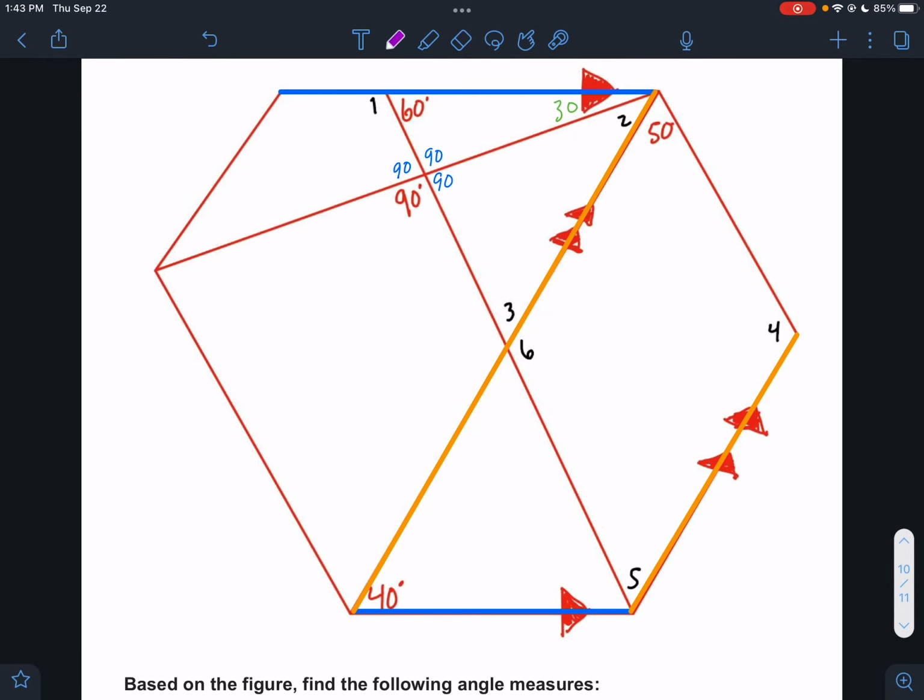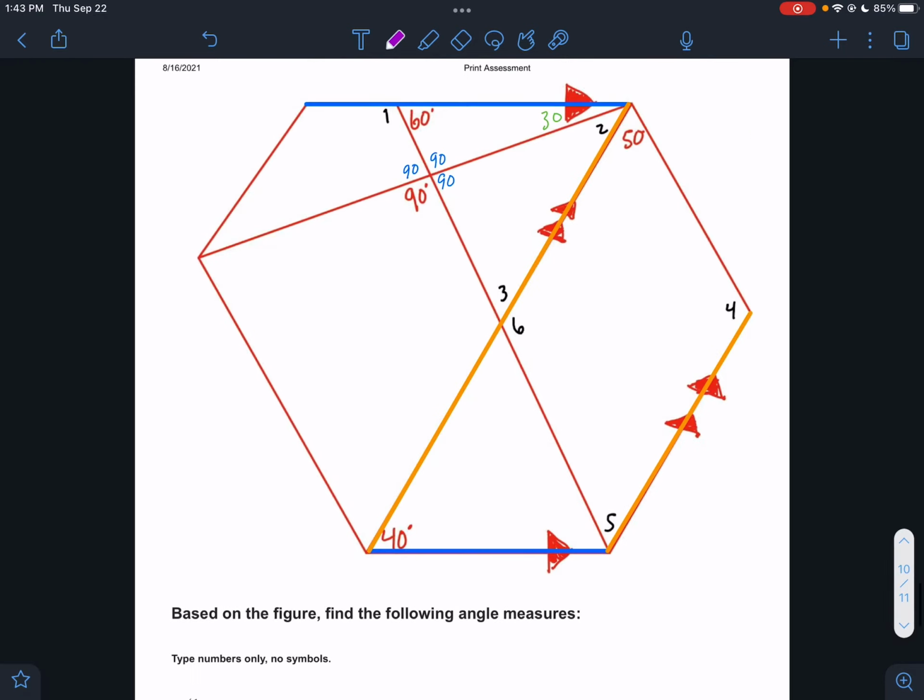Use them. Go to the angles you have. Like when I show you guys this in class, somebody's like, well, I'm trying to get 6. You can't get 6 right now. Stop focusing on 6. Look at the 60. Look at the 50. Look at the 40. Look at the angles that you actually have. And try to use these parallel lines.